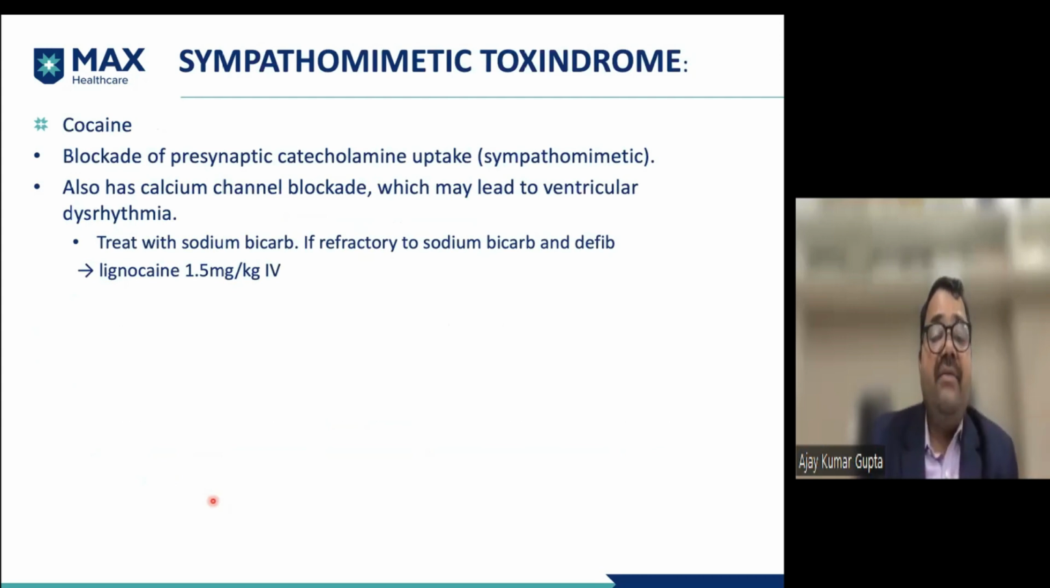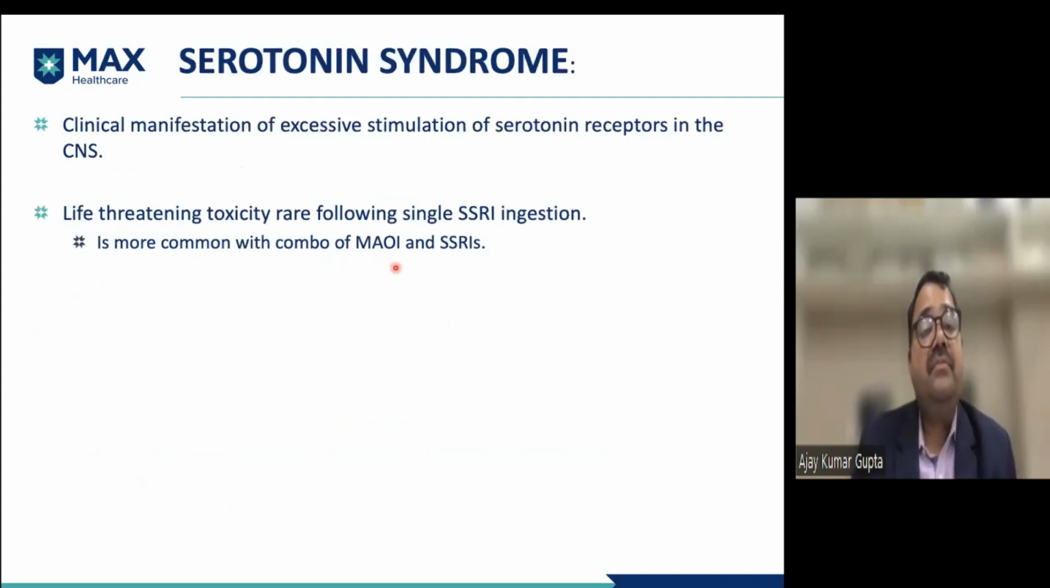Then if the patient has cocaine ingestion, usually we start with a blockade of the presynaptic catecholamine uptake. And if the patient has a calcium channel blockade, which may lead to ventricular arrhythmia, we treat such patients with soda bicarb. If the patient is refractory to soda bicarb, then defib, and if not, then lignocaine is used at the rate of 1.5 milligram per kg intravenous.